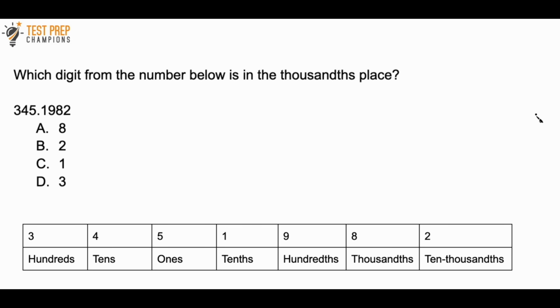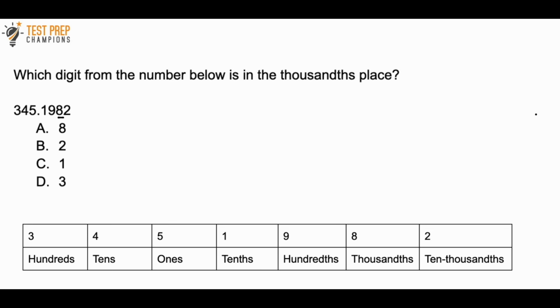So the table on screen shows which number is in which place, and the answer here is 8. So when we look to the right of this decimal, we see that 1 is in the tenths place, 9 is in the hundredths place, and 8 is in the thousandths place. So if you want to, you can pause the video and review the table for as long as you want to, and then whenever you're ready, we'll go to the next question.